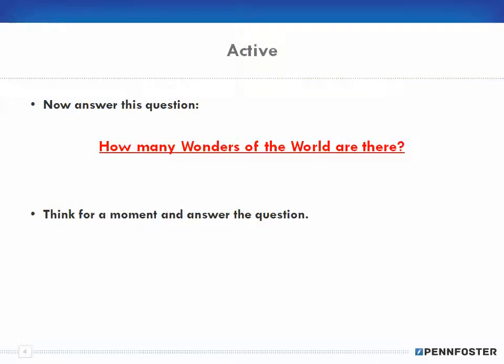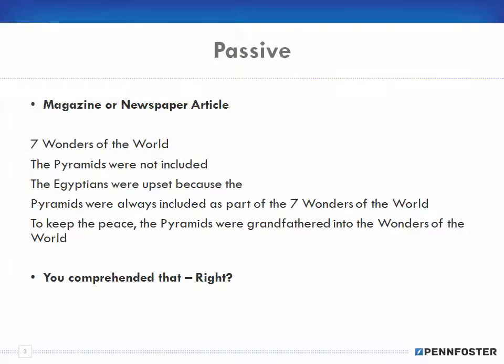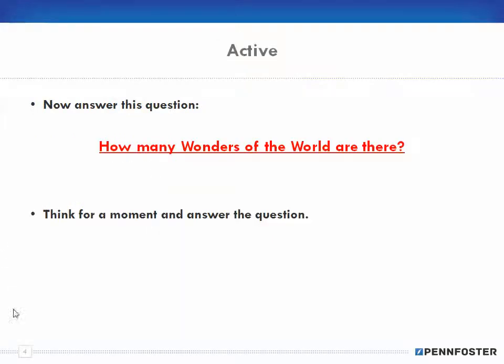Now, here's the question. How many wonders of the world are there? Think about that for a moment and try to answer that question. I'll even go back to the previous slide. When you're first reading, it said seven wonders of the world. It said pyramids, Egyptians, okay? And you were comprehending that, but when I asked you the question, how many wonders of the world are there, I have to stop and think for a second, okay?